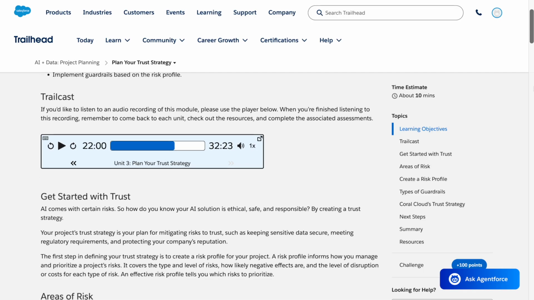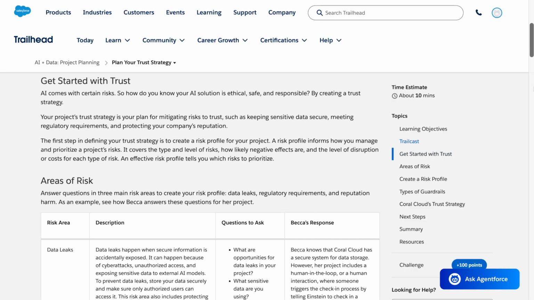Get started with trust. AI comes with certain risks, so how do you know your AI solution is ethical, safe, and responsible? By creating a trust strategy. Your project's trust strategy is your plan for mitigating risks to trust, such as keeping sensitive data secure, meeting regulatory requirements, and protecting your company's reputation.